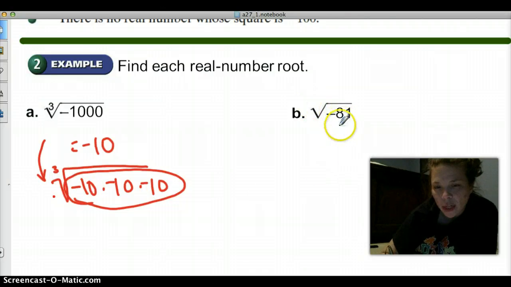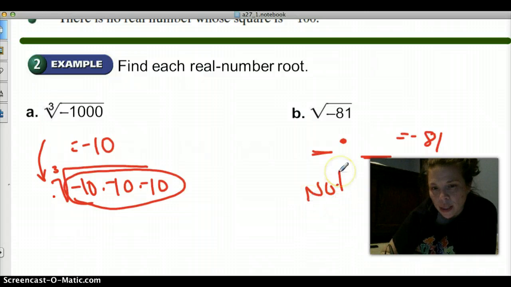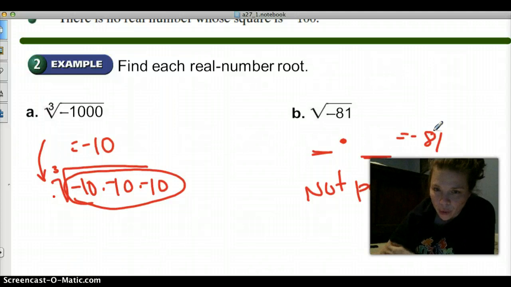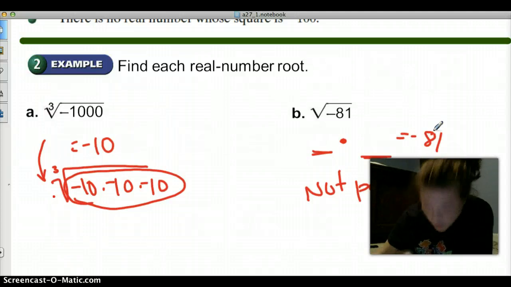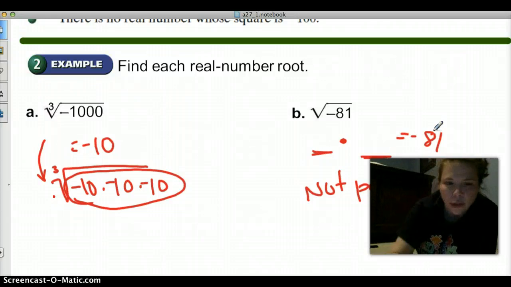Square root of negative 81. Is there any number times itself that would give you negative 81? Nope. So this one is not possible. Cannot have a square root underneath the radical for an even root and get a real answer. You can get imaginary, but not real.